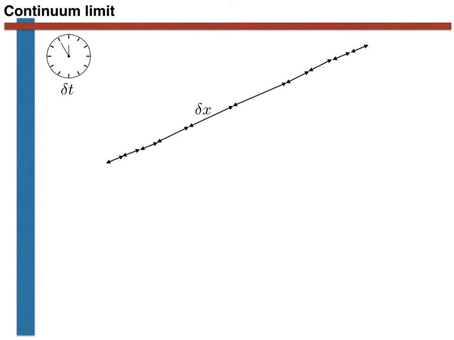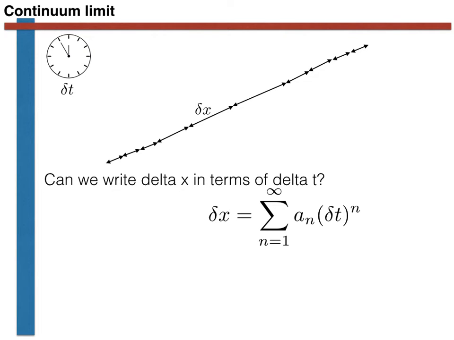The answer to this is an unequivocal yes. We can write delta x in terms of delta t using the following power series. It perhaps looks like I just pulled this formula out of thin air, and to be fair I did, but there was a good reason for it. We use these sorts of power series to represent real numbers all the time.